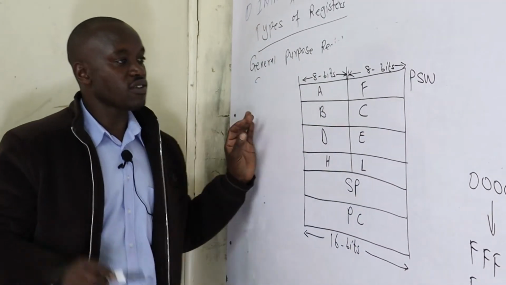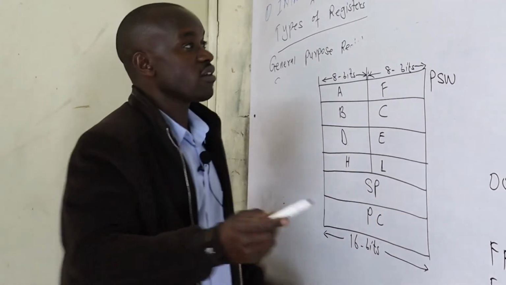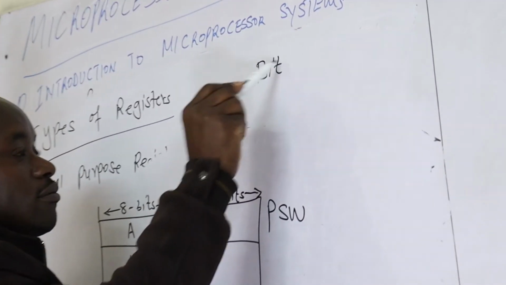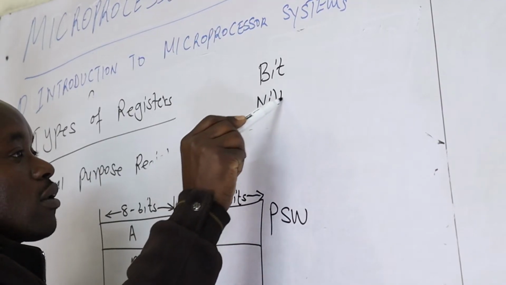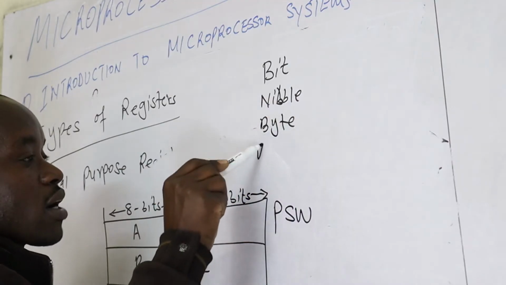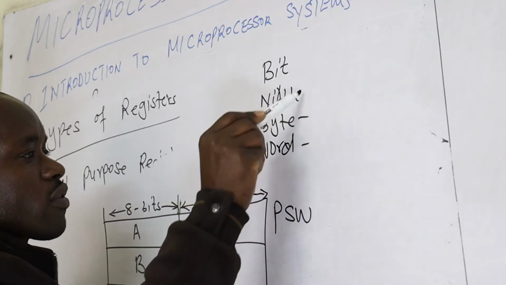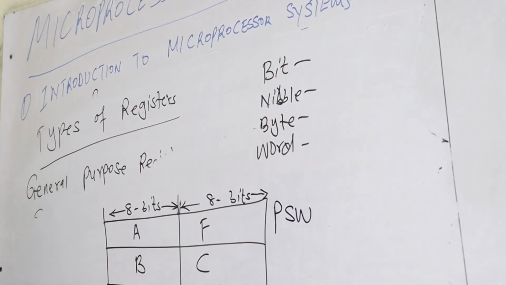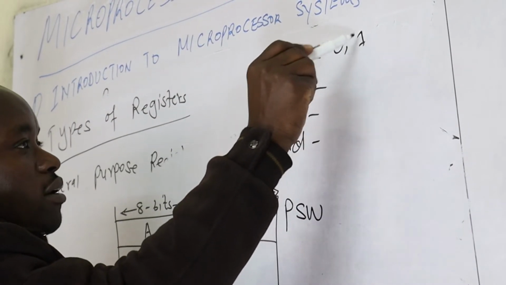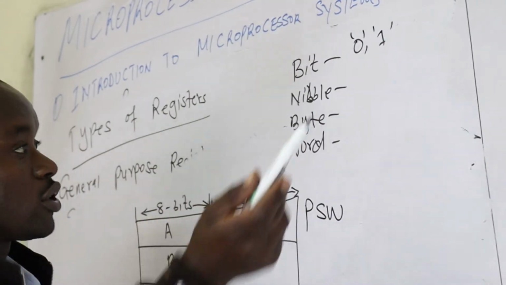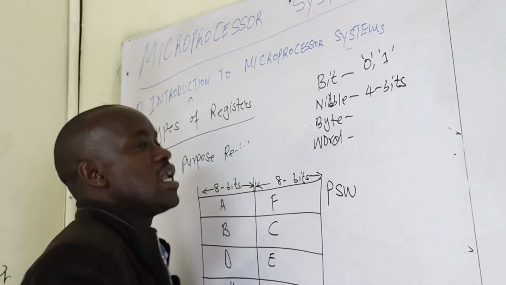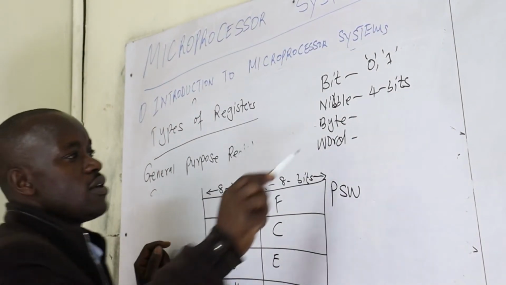Maybe there's something we forgot to say, some definitions. If we talk about a bit, a nibble, a byte, these are terms which you use in most processing systems. A bit is one variable, either 0 or 1, so it can be either logic 1 or logic 0. A nibble is always 4 bits. So when you hear about a nibble, it means 4 bits. A byte is 8 bits.